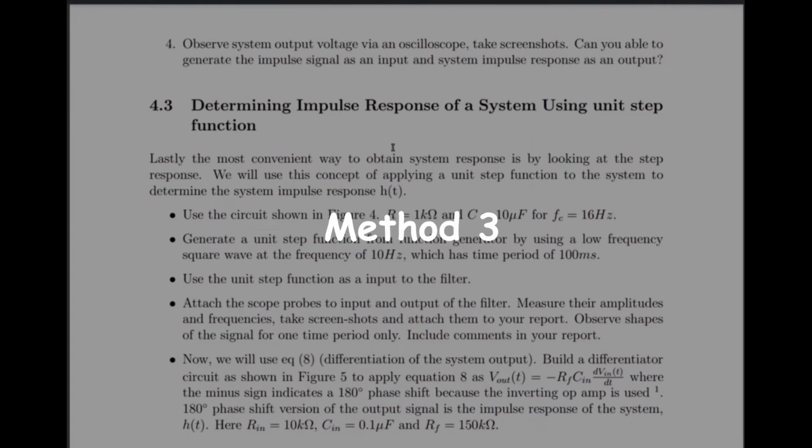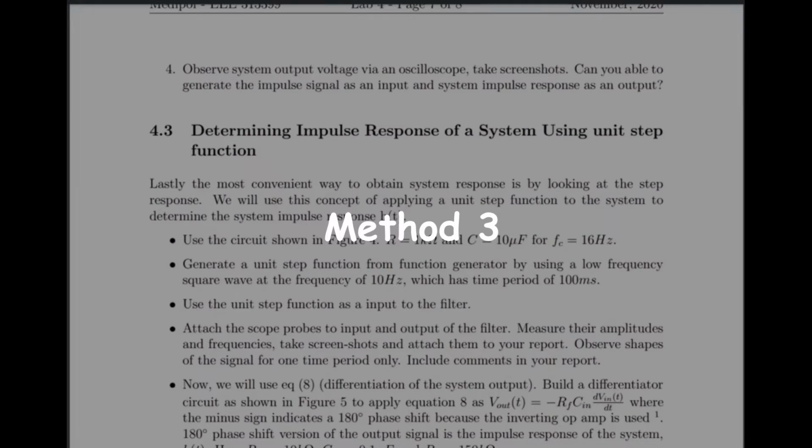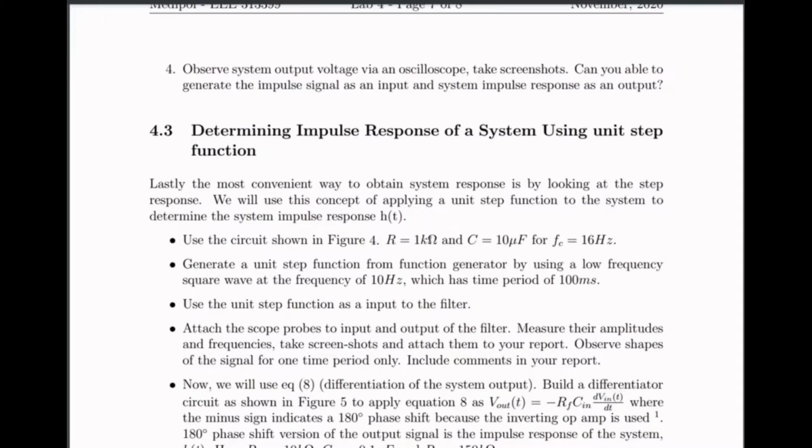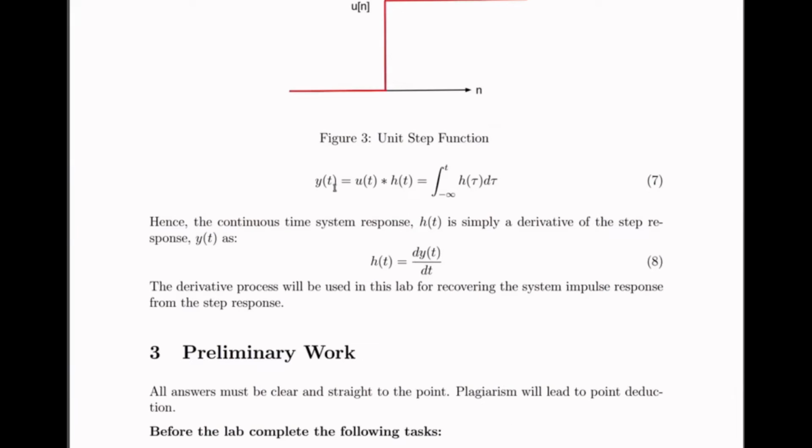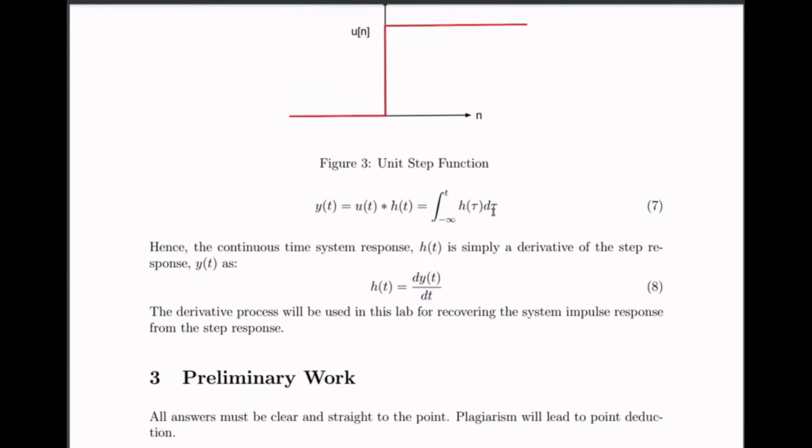So the last part, we will use the unit step function. We will use the same circuit, but with different R and C values. When you do convolution between the unit step and the function, you will get this one. It's just an integration. The unit step is everything 1, so you are left with this. And if you want to get this, you should differentiate the output.